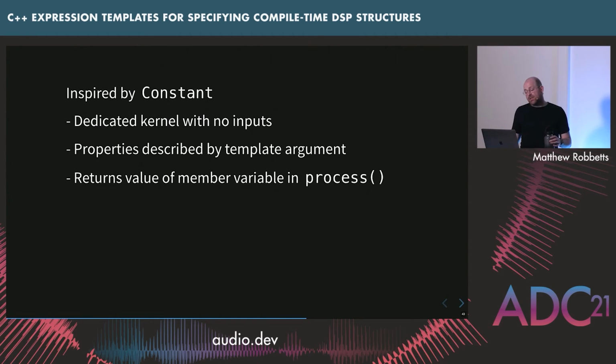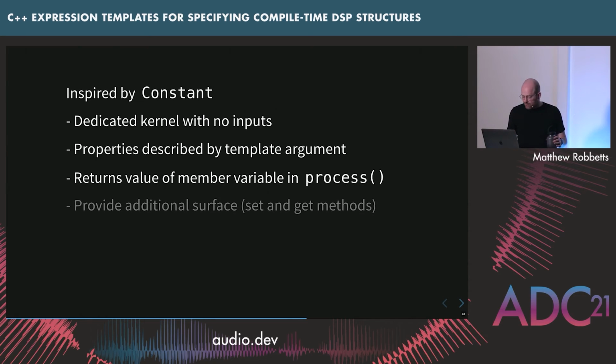When you call process on a parameter, it's going to return the current value of the member variable. And this is going to provide some additional API surface. It's going to provide set and get methods for the parameter's value.